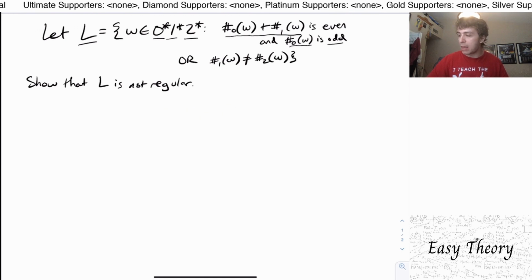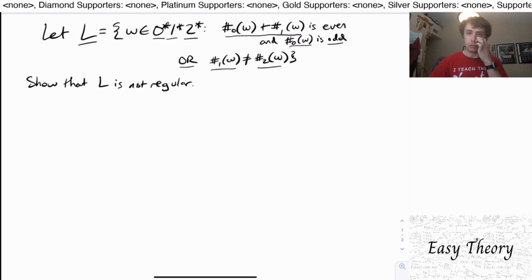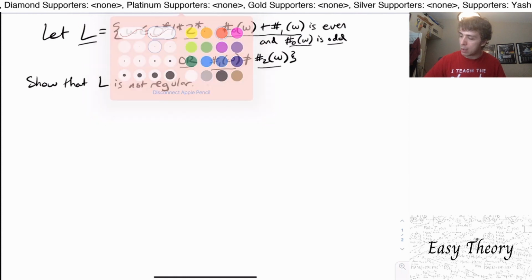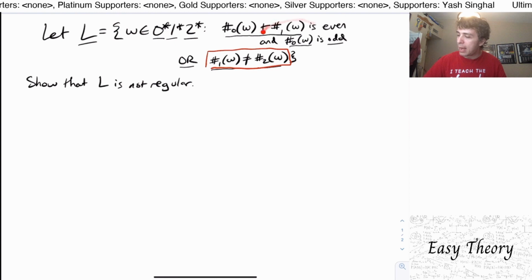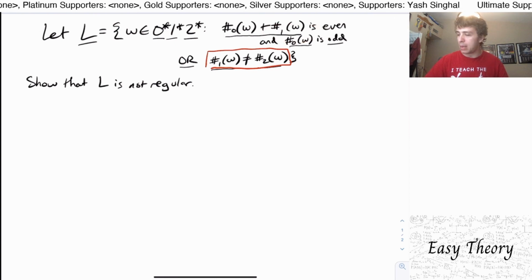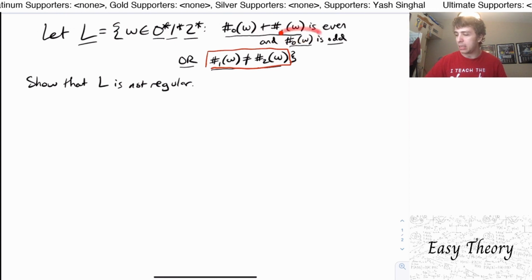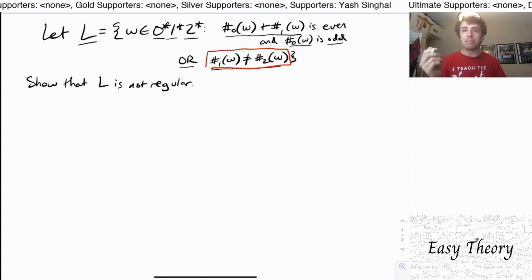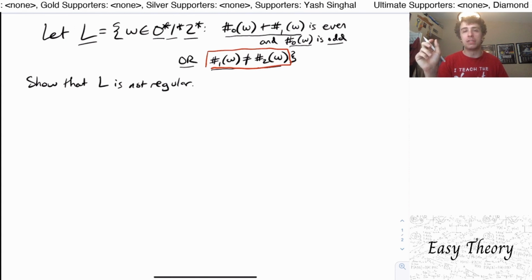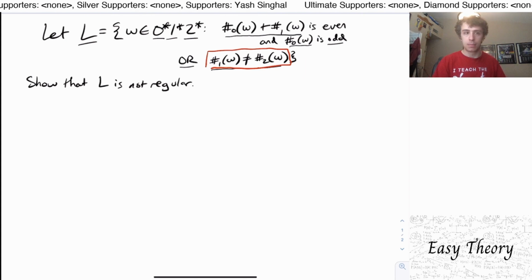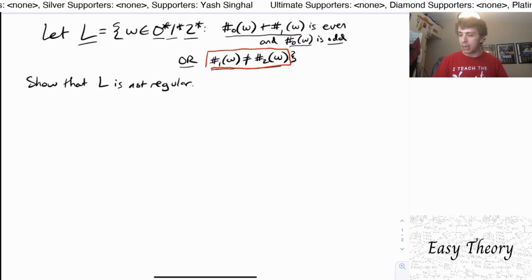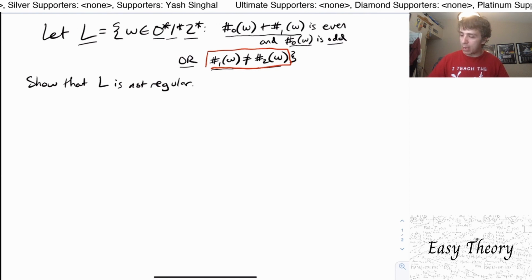And the other condition is either that first condition or the number of ones is not the same as the number of twos. And this is the one that we should actually be focusing on, because the first condition actually is regular. If we just focus on that first condition, it's regular because we can just keep track of whether the number of zeros we've seen is even or odd, and the same thing for the number of ones. So what can we do here? We're going to show that L is not regular.